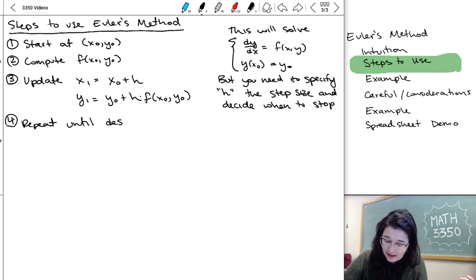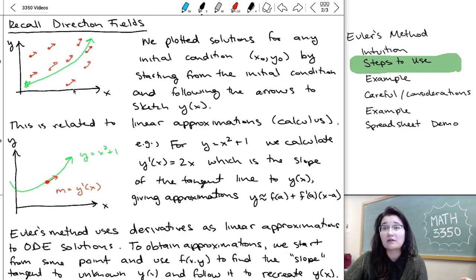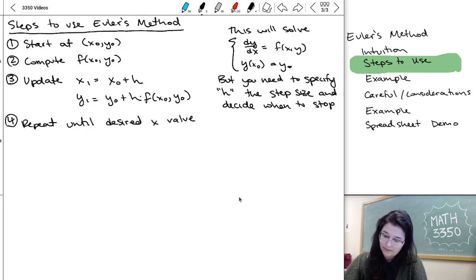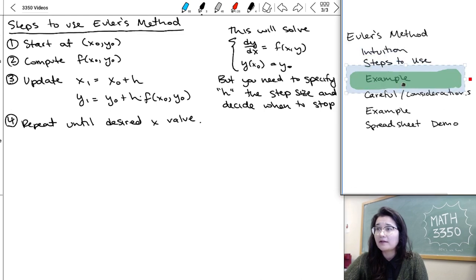And we're just going to call that our desired x value. So if I wanted to know my solution here, I would have to keep going until I reach that x value, and I would find that value on the green line. And so we've got time. Let's go ahead and run our first example here.